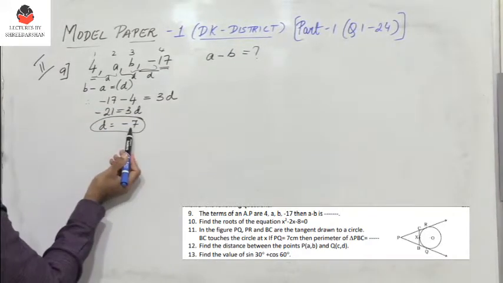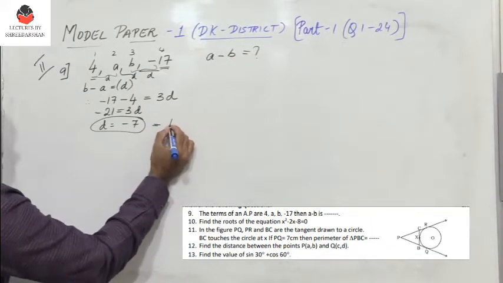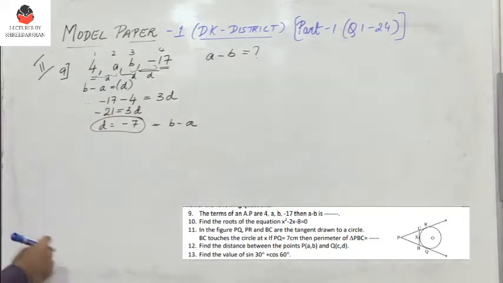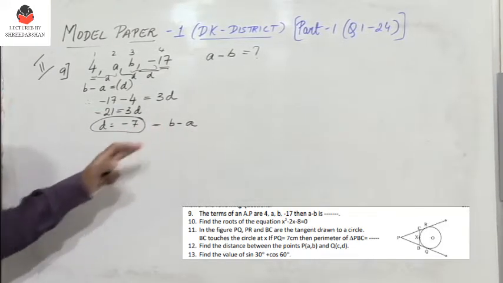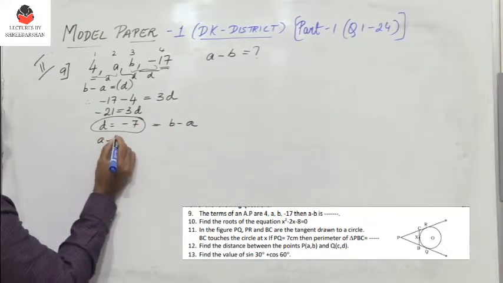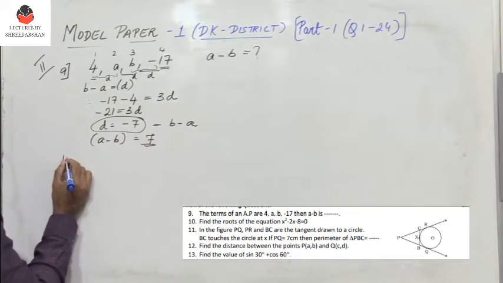So D equals minus 7, which is equal to B minus A. But what do I need? I need A minus B. So you negate it. Take the negative sign. So therefore, A minus B equals plus 7. So this is the answer.